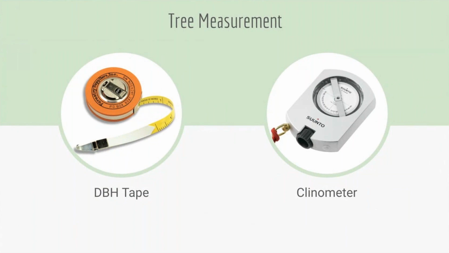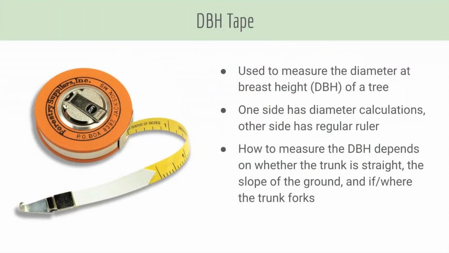Another aspect of tree inventory is to measure the size of a tree. 2 things that are often recorded include the diameter at breast height, also known as the DBH, and the total height of the tree. 2 things that are used here include the DBH tape and the clinometer. So again, the DBH tape will be used to measure the DBH of a tree, and the breast height is defined as 1.3 meters from the ground.